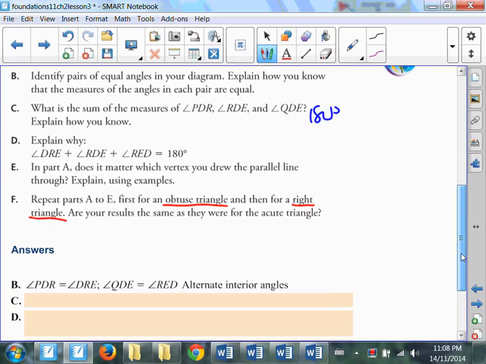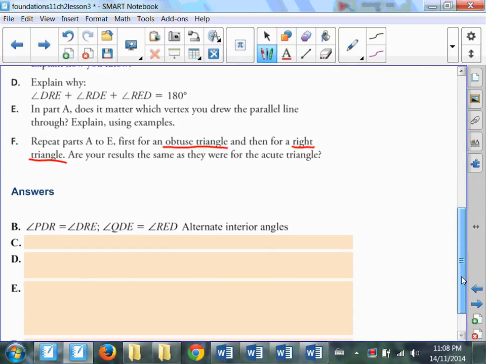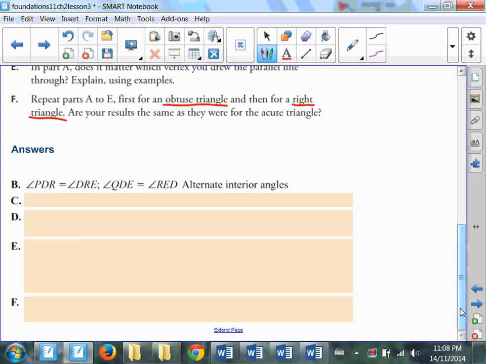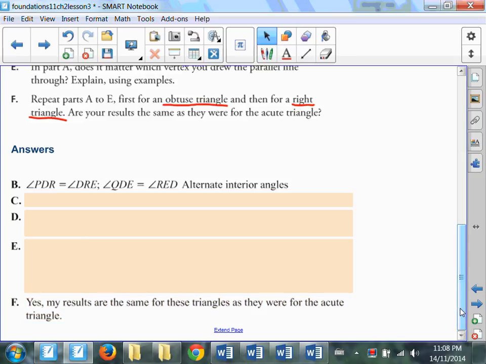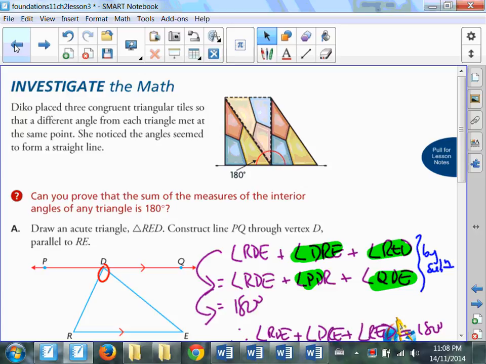And we're back. So now, of course it still works, right? Of course, absolutely, of course it still works. It works for any triangle at all. Okay? Great. Part G, why is Dyko's approach not considered to be a proof? Well, let's see what Dyko did. Dyko just looked at it for this picture here.